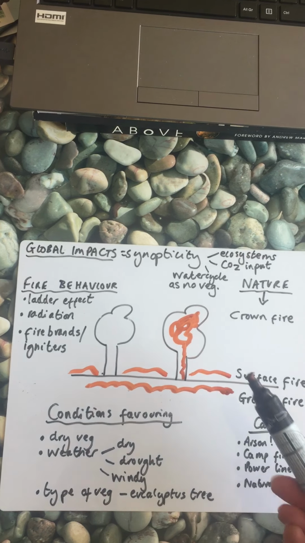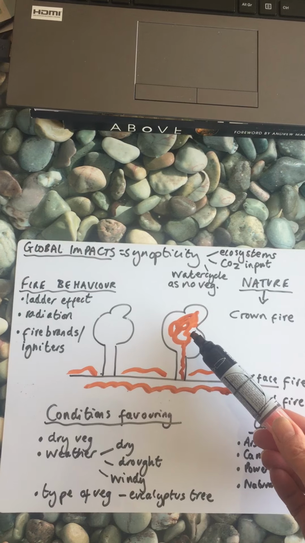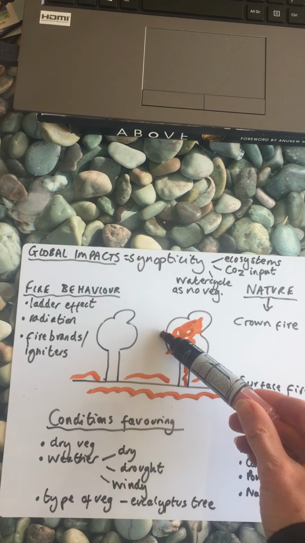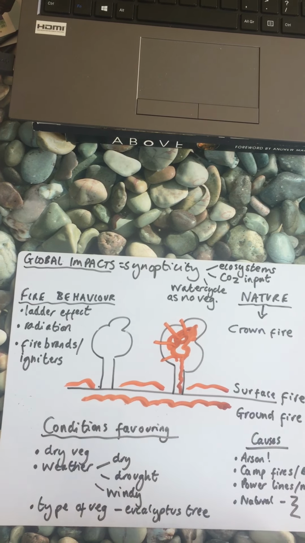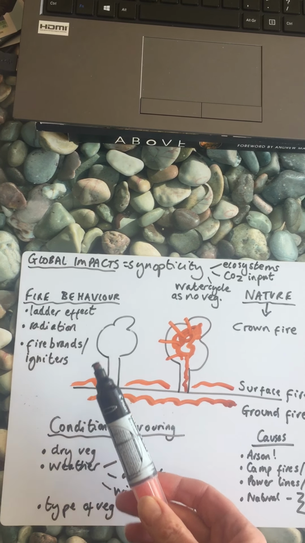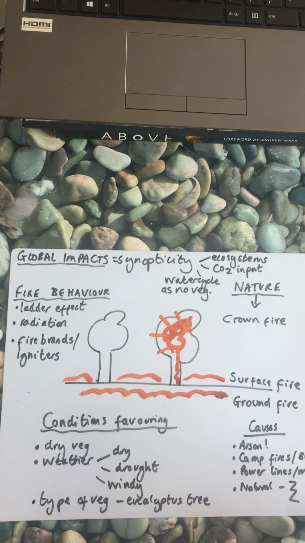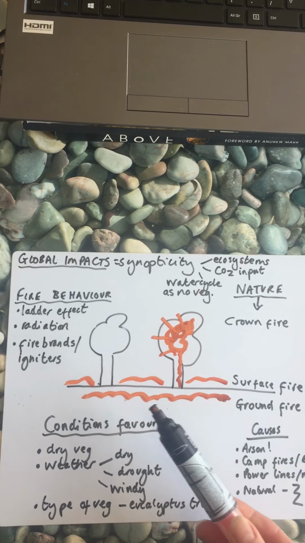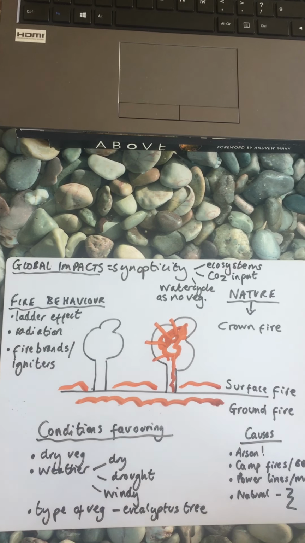Another one is radiation. If this tree here is on fire, the amount of heat that it is giving off is huge. What that can do is this tree next to it can heat up, not necessarily burn, but it will heat up. Therefore, when the fire gets to this tree, it will burn more readily.